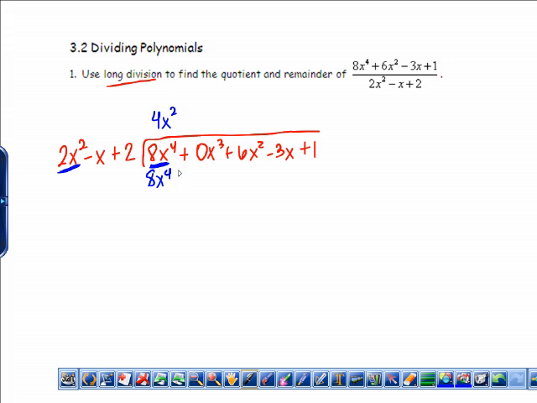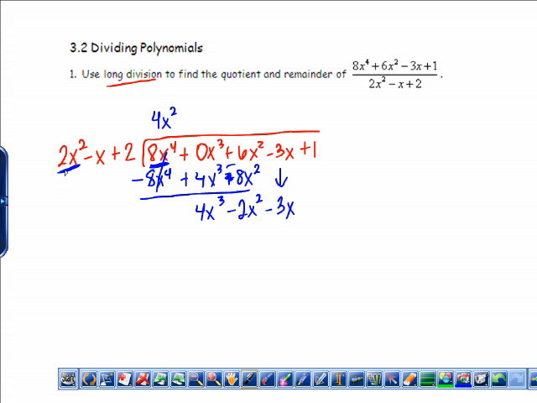Okay, let's keep multiplying. 4x squared times negative x, that's negative 4x cubed. 4x times 2, that's 8x squared. Okay, now I'm ready to subtract, and when you subtract, you're just going to switch all these signs. All right, we have 4x cubed minus 2x squared, and then we bring down. Remember, that's the last step in long division.